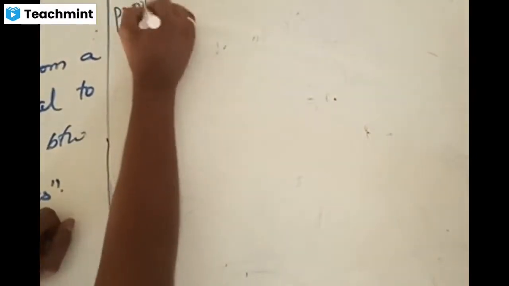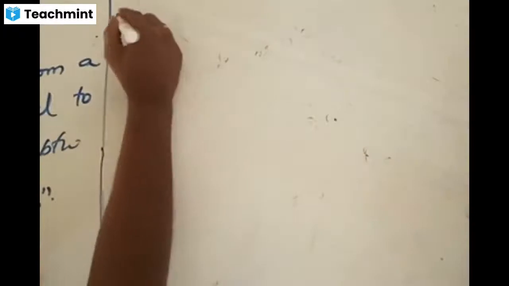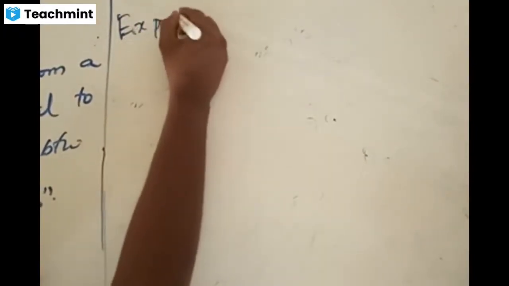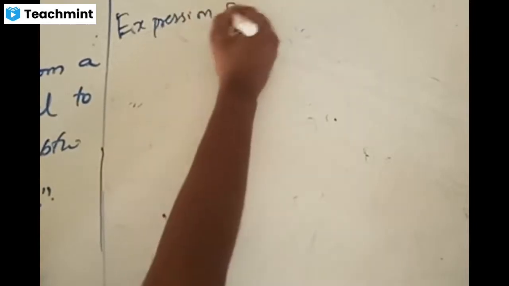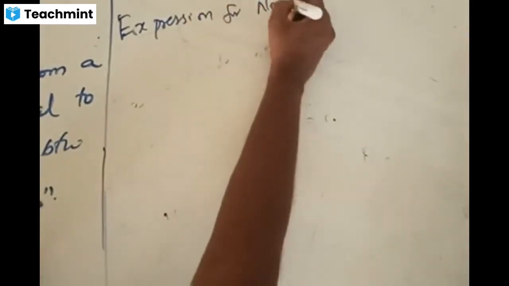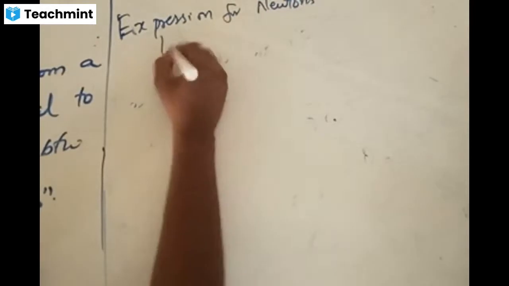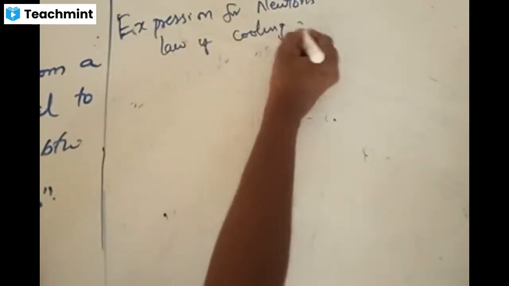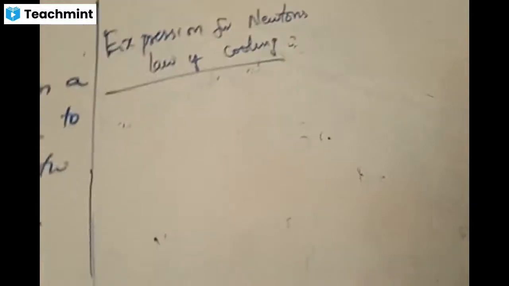Now we'll find some mathematical formula for this. How to find? Let us now check how to determine the expression. Instead of saying proof, let us say mathematical expression for Newton's law of cooling.